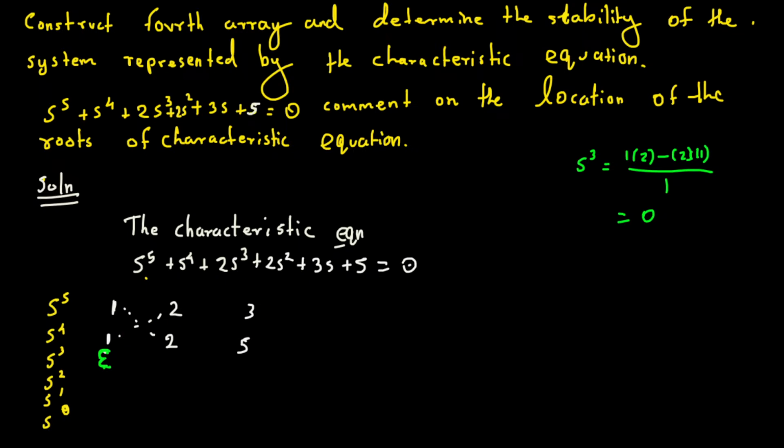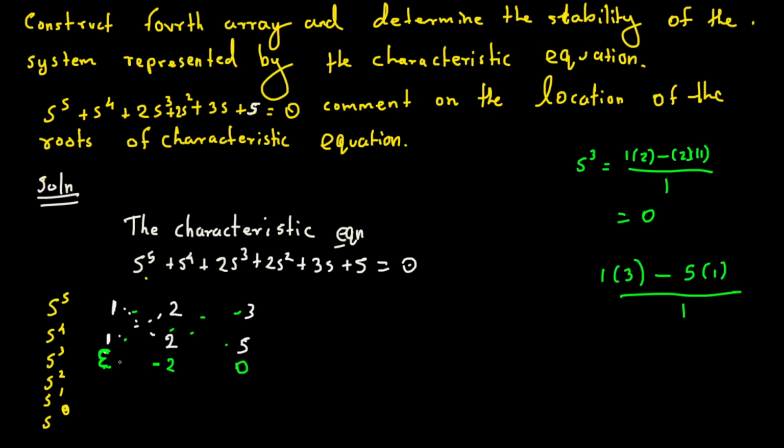Now for the other term, what you have to do is 1 times 3 minus 5 times 1 divided by 1, which is 3 minus 5, negative 2. So we put the minus 2 right here. And then for the next one, exactly the same thing. Now we only have 2 terms, and if we don't have anything, we put a 0 for this.